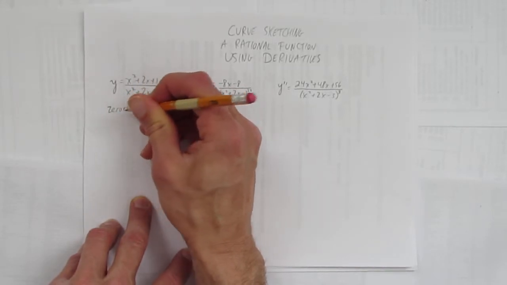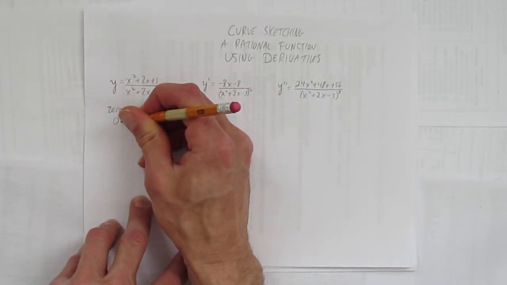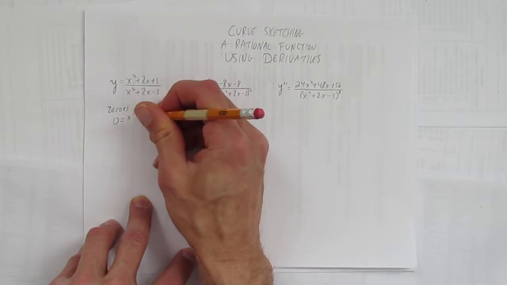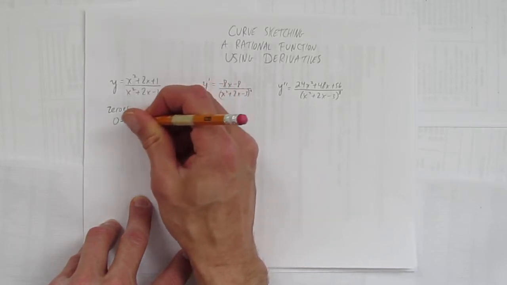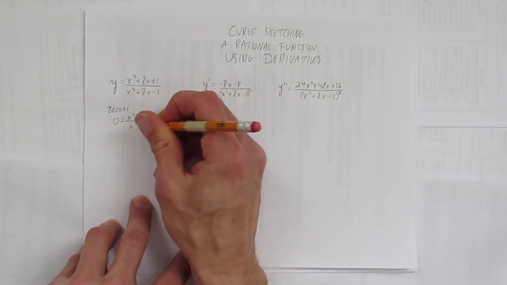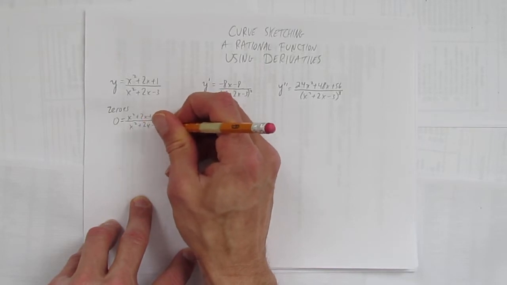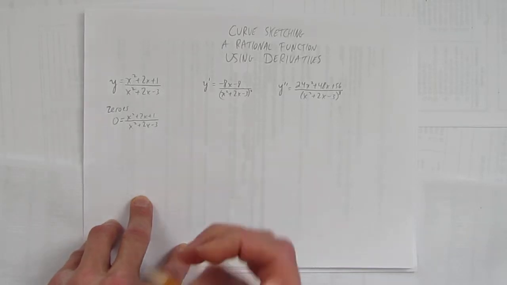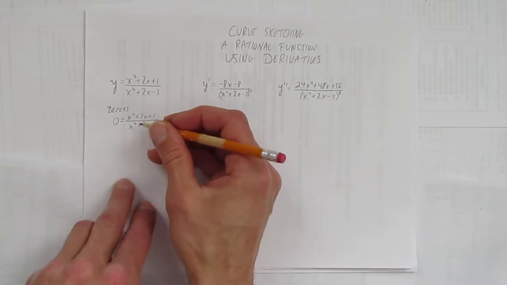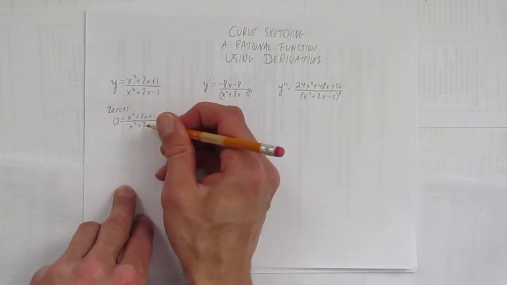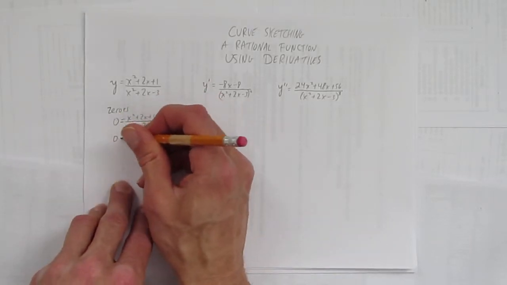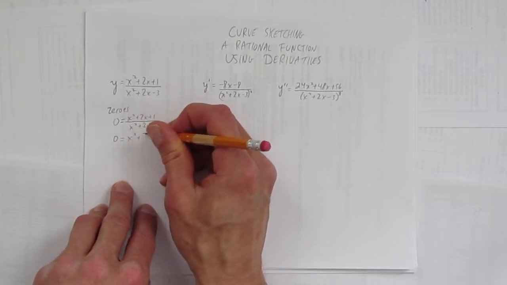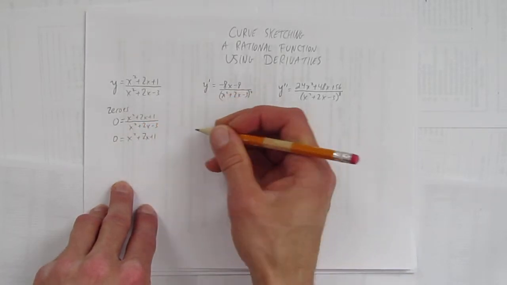This lets us find the zeros by setting it equal to 0. And we get 0 equals x squared plus 2x plus 1 all over x squared plus 2x minus 3. To solve, we multiply both sides by this denominator, which essentially gets rid of the denominator. Multiply both sides by x squared plus 2x minus 3, and you just get 0 equals x squared plus 2x plus 1.